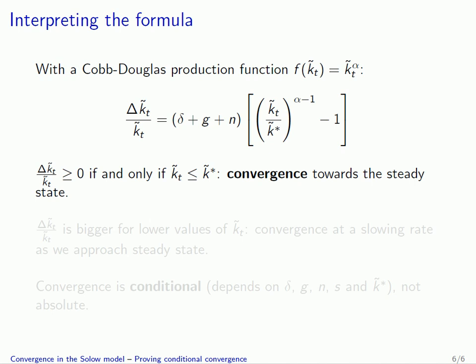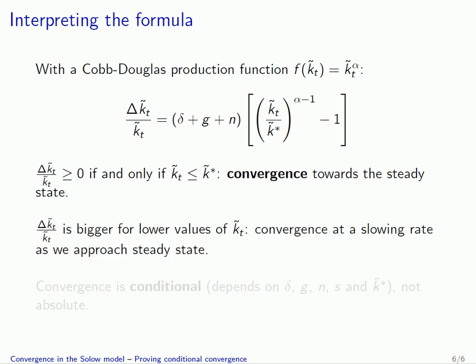If in any period t we are below the steady state, then the growth rate of the variable is positive, and conversely, if at any point in time we're above the steady state in terms of k tilde, then the growth rate of that variable will be negative. So that whatever the initial situation, we always move in the direction of the steady state. What's more, the result also shows that as long as you haven't reached the steady state, you keep moving towards it, which is a proof of convergence.